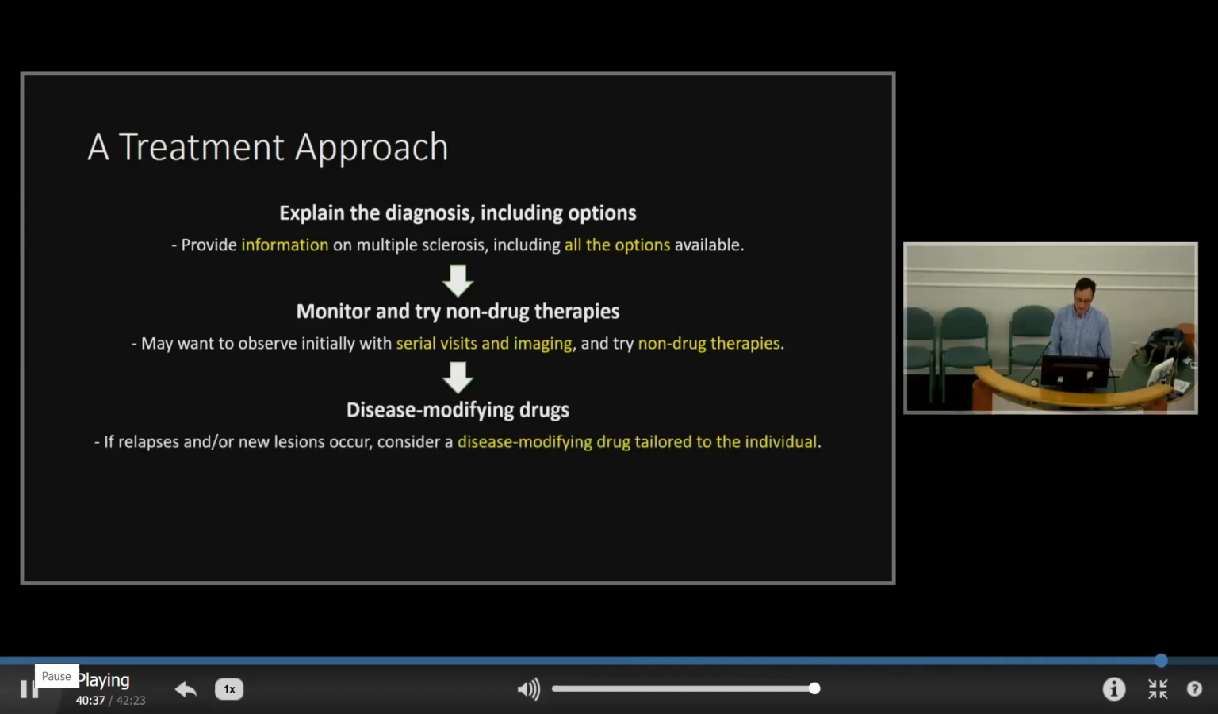But if they start to progress, or they change their mind, or they want this right from the start, you can definitely consider a disease-modifying drug. And of the options I gave you, you sort of want to tailor it to the person, depending on side effects mainly, but also how severe the MS is. If they've got established disease, you can try symptomatic drugs. And again, there's a few options that I showed you there.